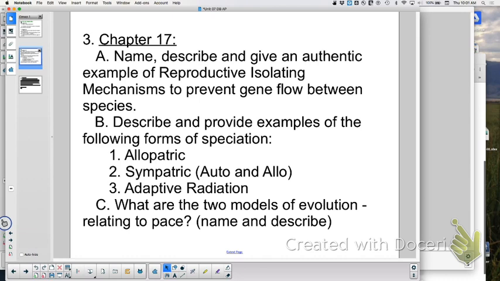Now we're going post-zygotic. What was the next one? Hybrid inviability. So it doesn't develop. Or you have fitness issues, right? Either in the F1 or in the F2.